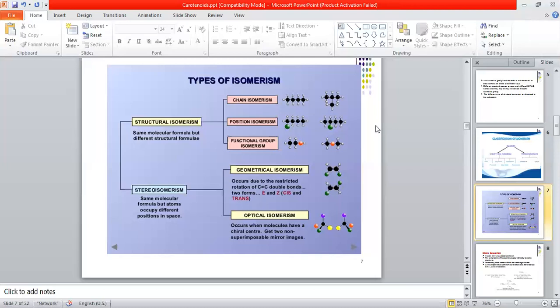Okay, so here the chlorine atom is found at position number 2. So here you can see this one is a position isomerism, carbon 1 and carbon 2. Next one is functional group isomerism.